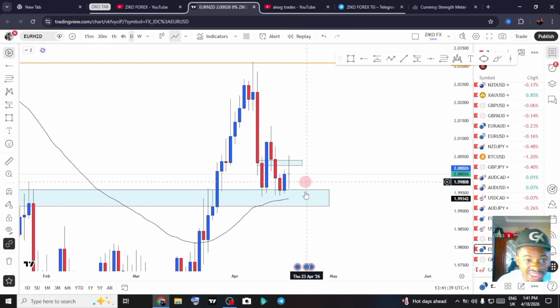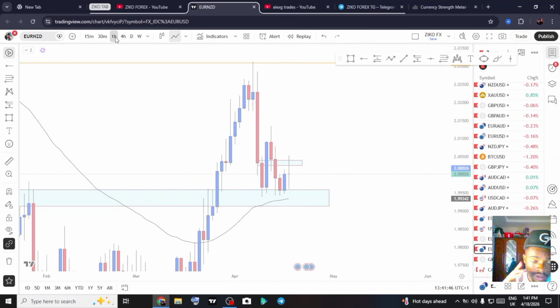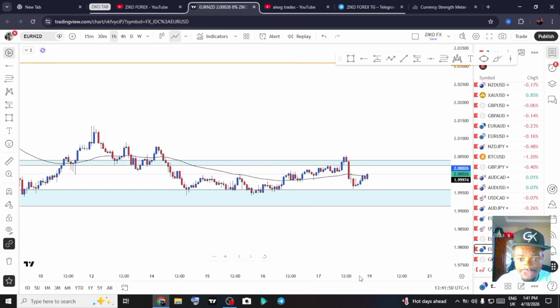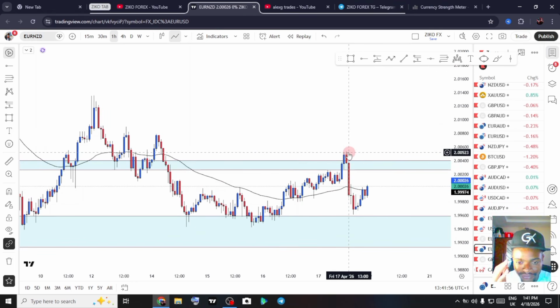Not so clean on the daily, because on the daily the last day was even a doji, so it was very indecisive. So let's look at the 1 hour just to confirm. All right, that's very good now, because 1 hour is actually bearish. So we need at least the 1 hour time frame to shift structure bullish for us to even be interested.